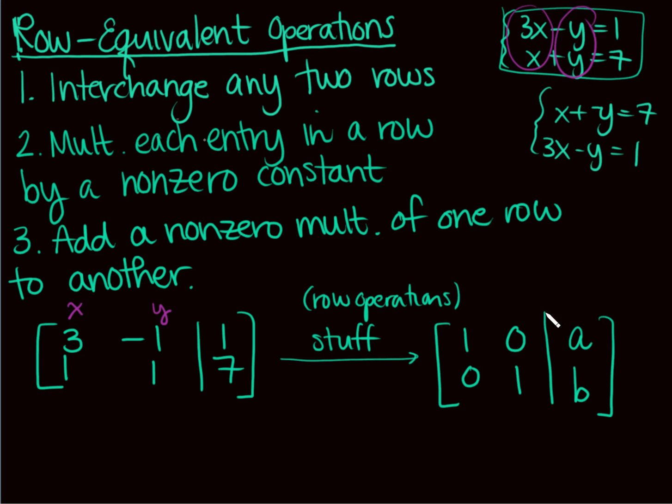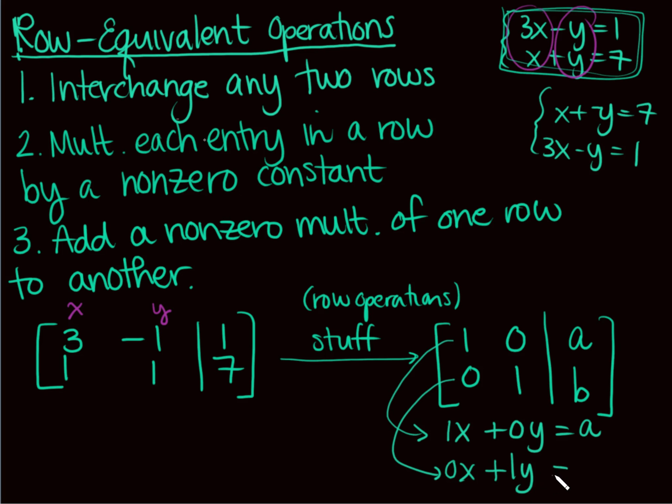So notice, if I were to take this matrix and go back into the form of my system of equations, what is this first row going to tell me? I have 1x plus 0y equals, and then I just put an A because I don't know what my solutions are going to be yet. What does this row tell me? I have 0x plus 1y equals b. If I simplify this, the 0y goes away, and this just tells me x equals a, and here the 0x goes away, and I just get y equals b.